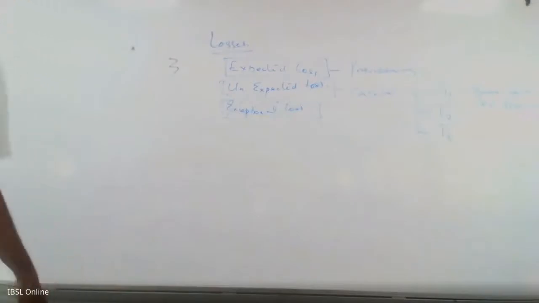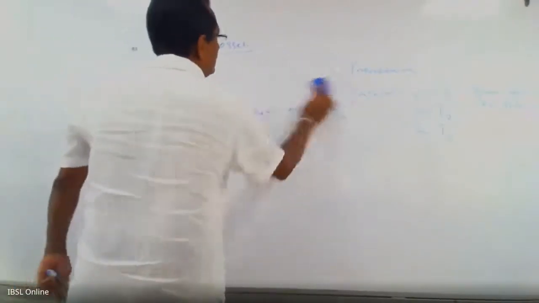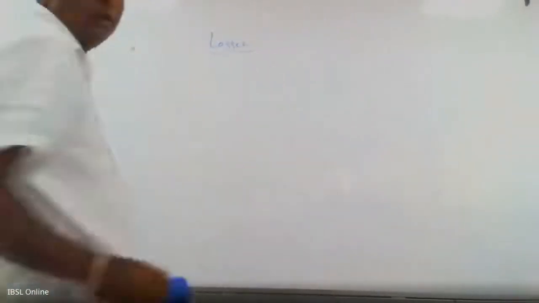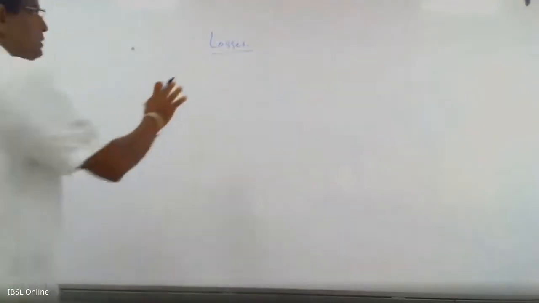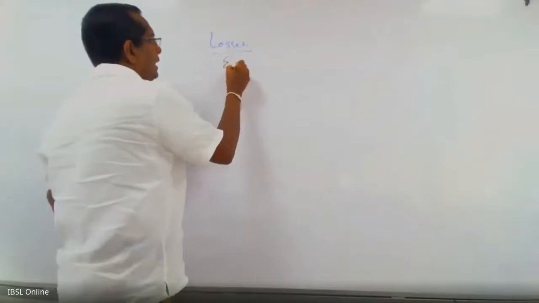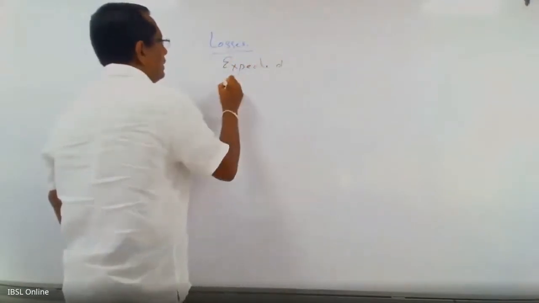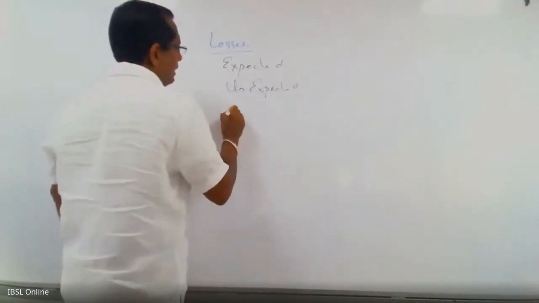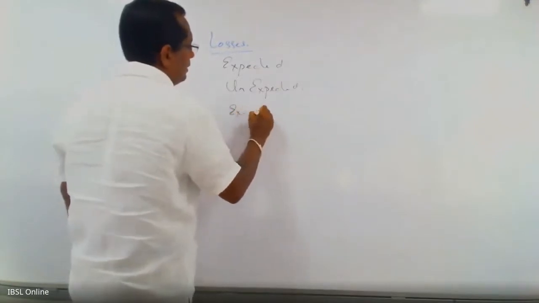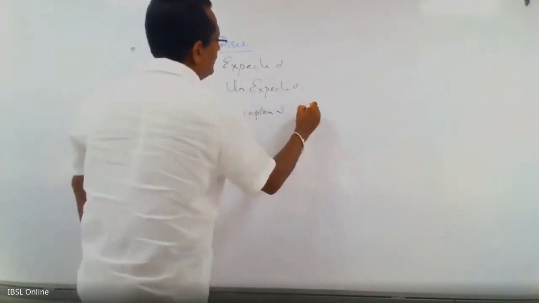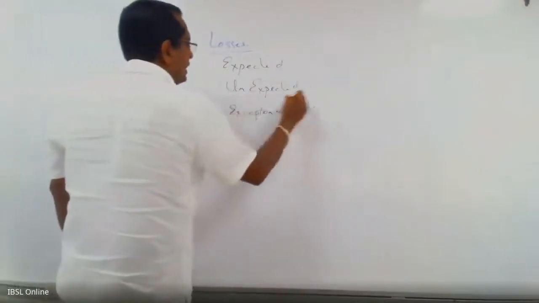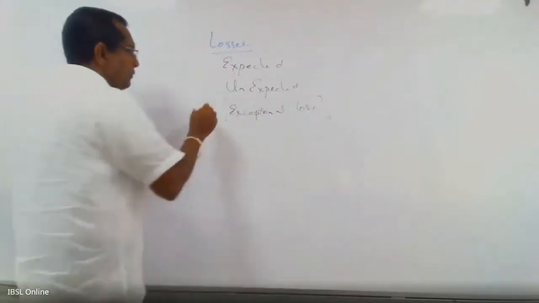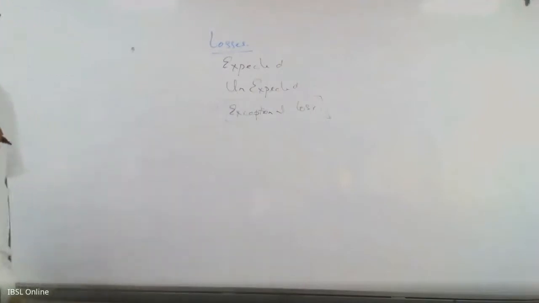Right? What I was explaining was, last week we discussed losses, different types of losses. We have expected loss, unexpected loss, and exceptional loss, right? Since this is an exceptional item which we can't predict, or we don't know what will be the effect, we don't consider this as a risk, right?